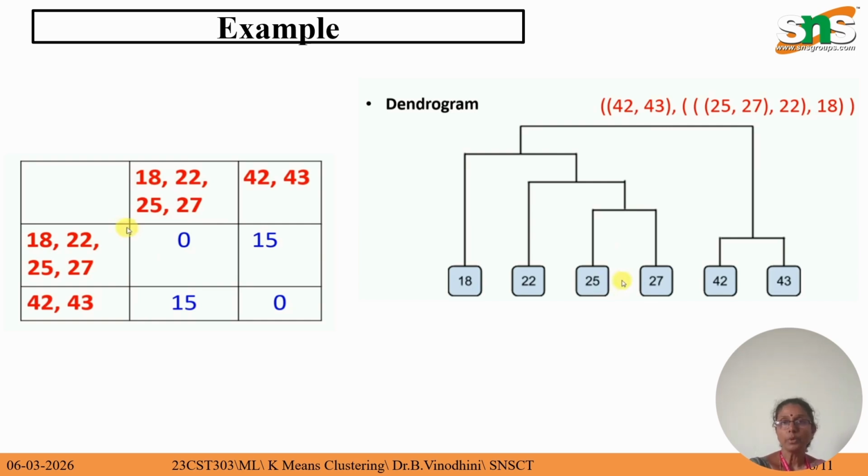I hope you understand what hierarchical clustering is, and what the two types of hierarchical clustering are. The agglomerative approach is a bottom-up approach, in which a tree structure is formed from the given data points using hierarchical clustering. Thank you.